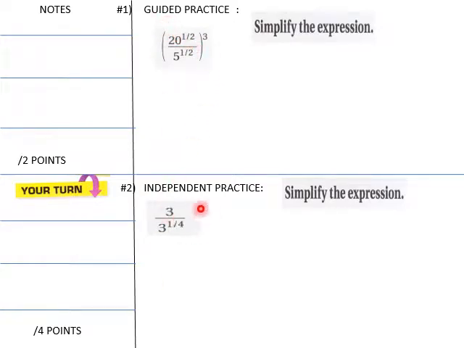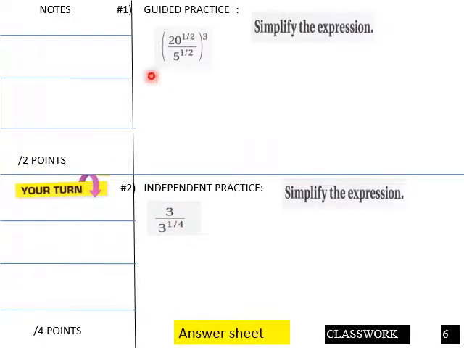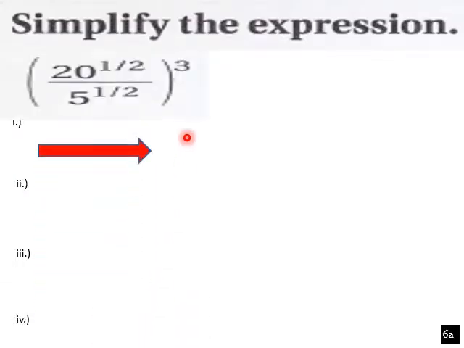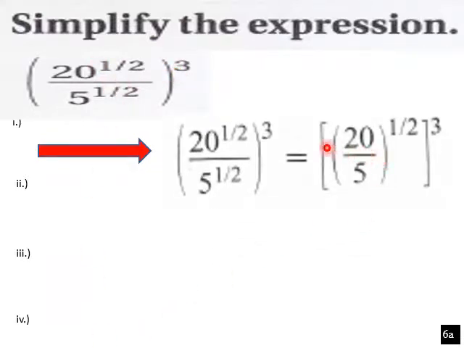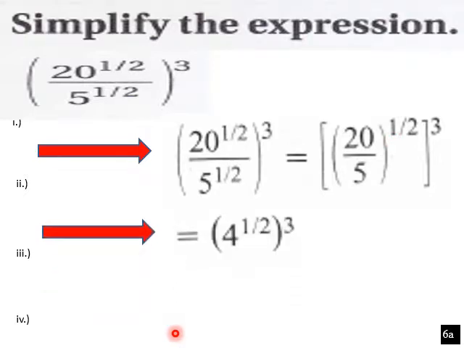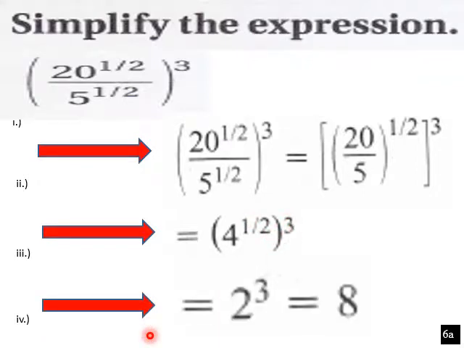Okay, here's our guided practice. Students, here's yours. Simplify this expression. Do this one up here in our guided practice. We have a power of a power situation here, and multiply through by 3 into our 20 over 5 to the 1/2 power. And we get 4 to the 1/2 power cubed, which is 4 to the 3 over 2 power, which would be 2 to the 3rd power, which would be 8.